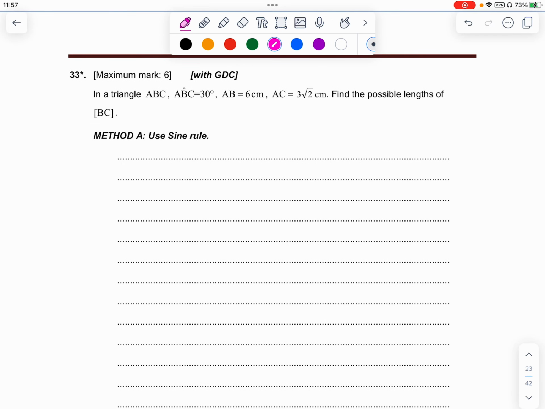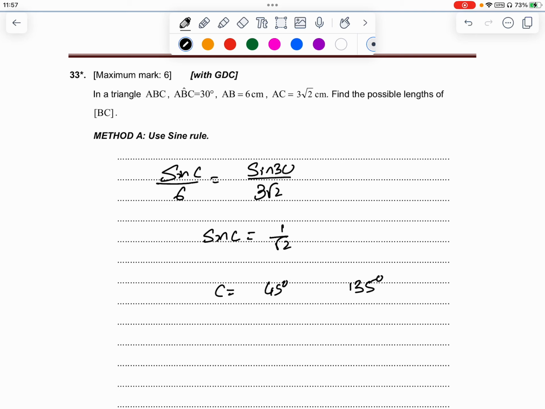Question number 33. Triangle ABC. Find the possible lengths of BC. So sine C upon 6 equals to sine 30 upon 3 root 2. This gives me sine C equals to 1 upon root 2. This gives me C equals to either 45 degrees or 135 degrees.